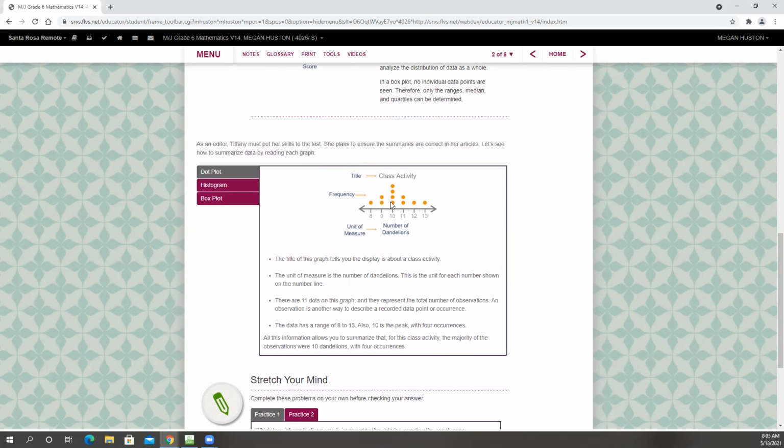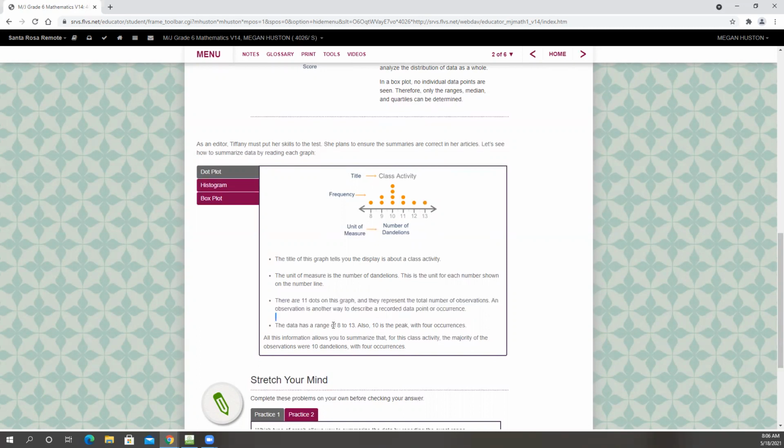So it's important to read the title, look at the data, look at labels. The title of the graph tells you the display is about a class activity. It doesn't say what type yet. It says the unit of measure is the number of dandelions. It says there are 11 dots on this graph and they represent the total number of observations. An observation is another way to describe a recorded data point or occurrence.